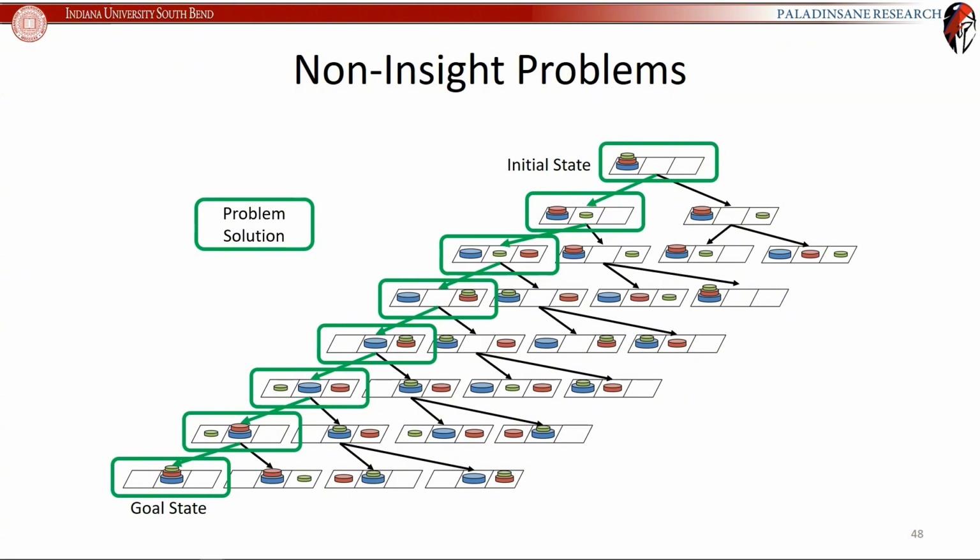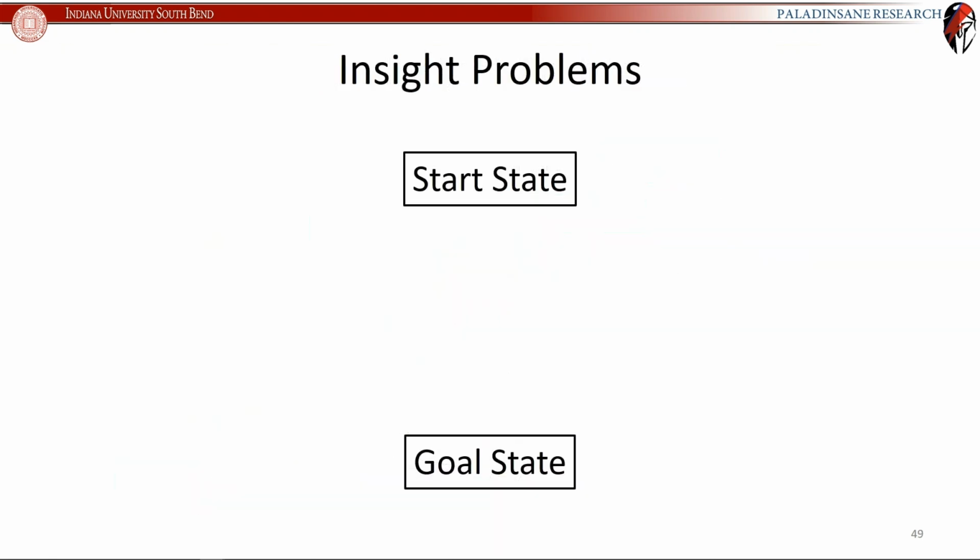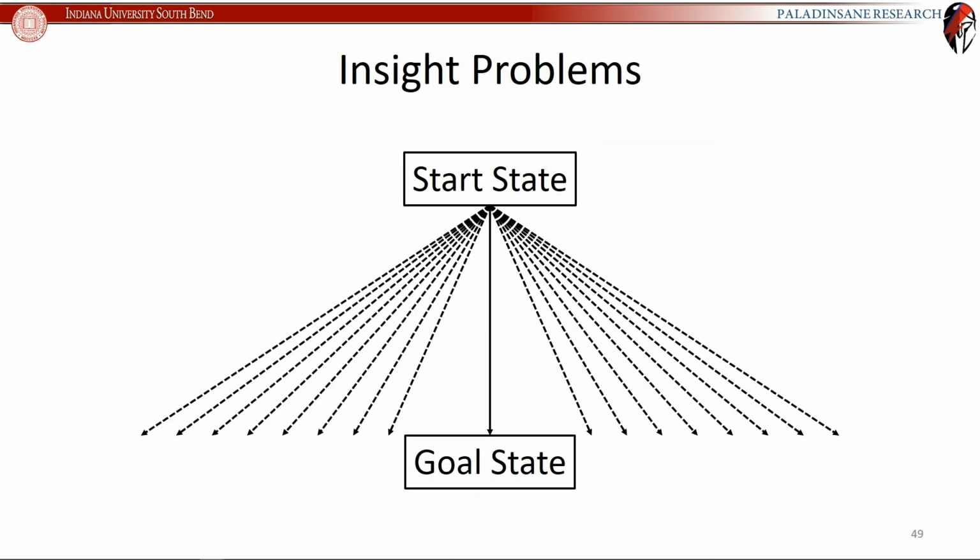So this is a non-insight problem space. Insight problem spaces, on the other hand, look very different. They look more like this, where you have a start state and you have a goal state and you don't have any intermediate states, but you have a multitude of potential operators that can operate on that start state, but do not get you to the goal state.